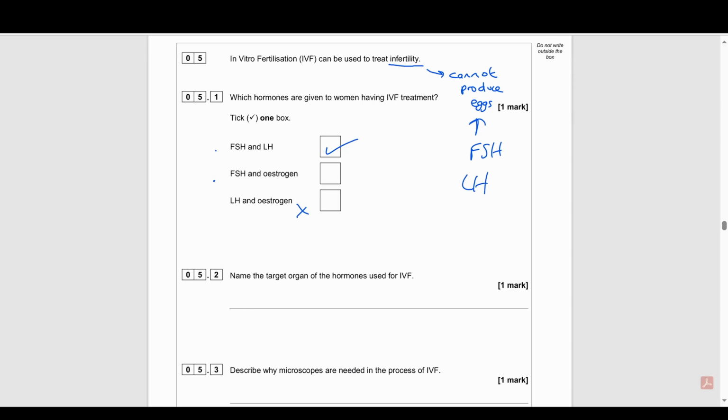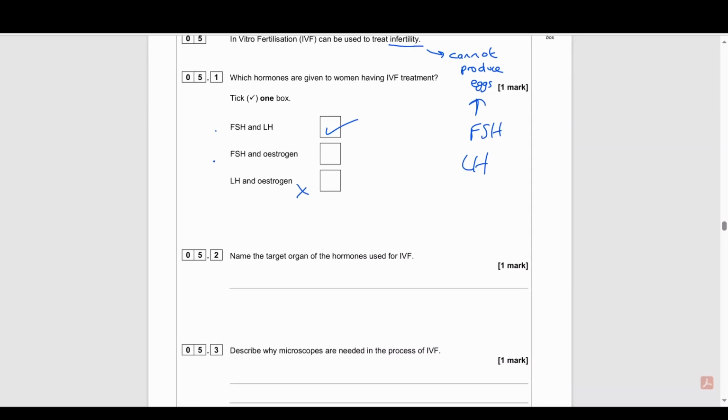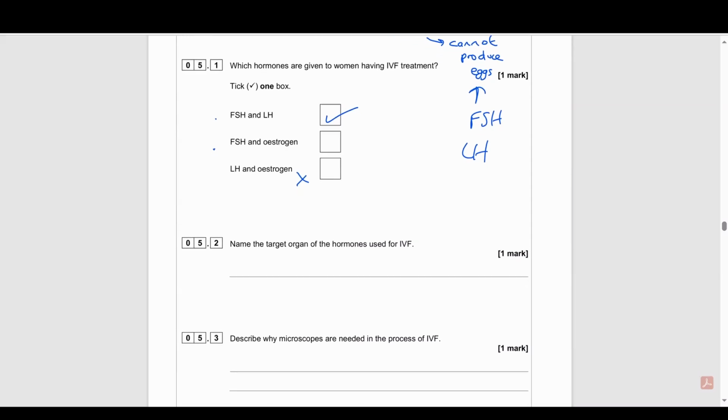5.2. Name the target organ of the hormones used for IVF. Well, we know that hormones travel in the blood. But where do we want these hormones to go? Well, we want them to go to the place where the eggs are going to be developed and released. And that's going to be the ovaries.